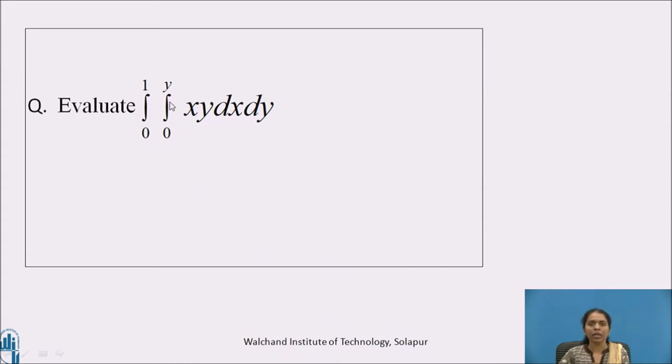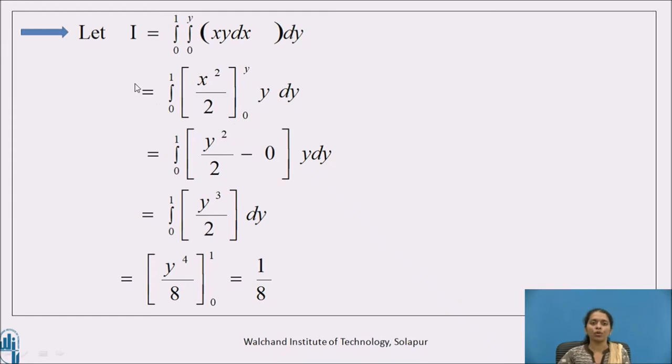Integration 0 to 1, inner integration 0 to y, xy dx dy. I hope you got your answer. Let I be equal to the integral from 0 to 1, inner integral 0 to y, xy dx dy. As the inner integration has limits in terms of y, let us integrate with respect to x first, which is equal to the integral from 0 to 1, integration of x is x square by 2, limits 0 to y. This y we have to keep as it is, into dy.